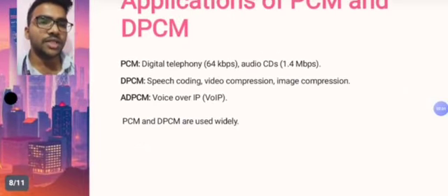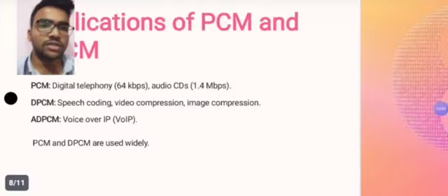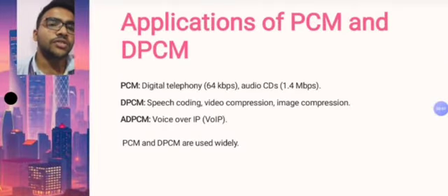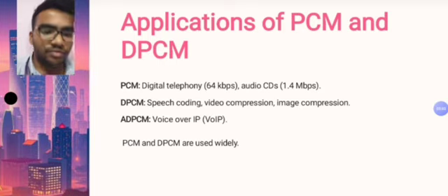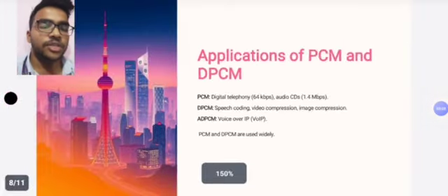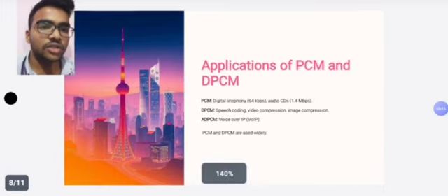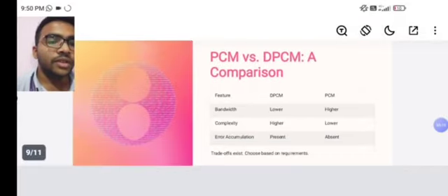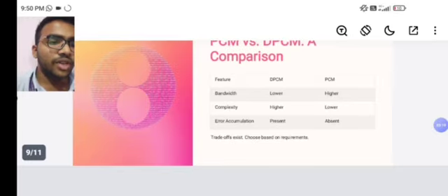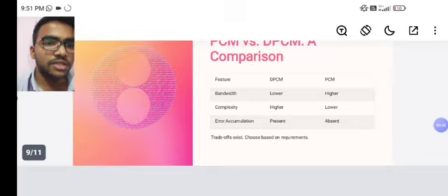The applications of PCM and DPCM are: PCM is used in telephone technology at 64 kbps and audio at 1.4 Mbps. DPCM is used in speech coding, video compression, and image compression, where it is used to control large storage requirements. The comparison between them is that the bandwidth of DPCM is low, whereas in PCM it is high. Complexity of DPCM is higher and PCM is low. Error accumulation is present in DPCM, and compared to DPCM, PCM has less.